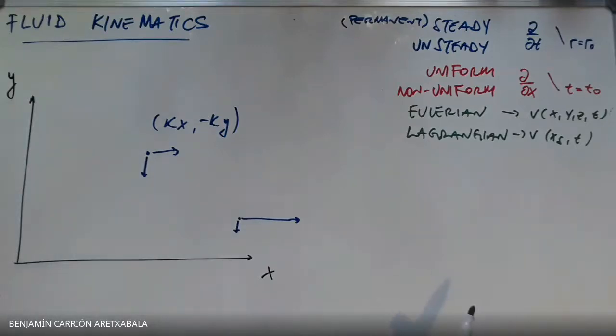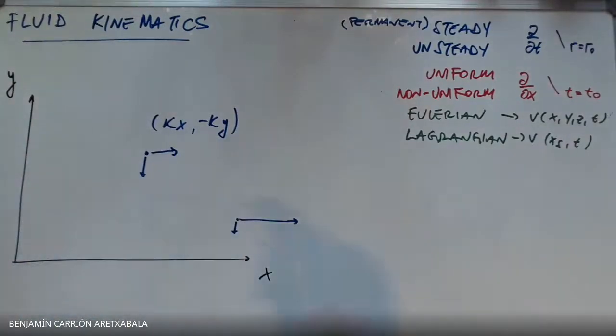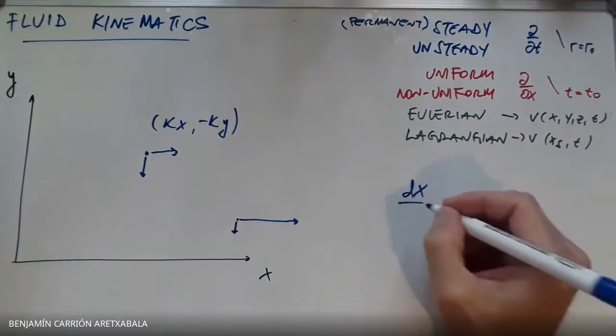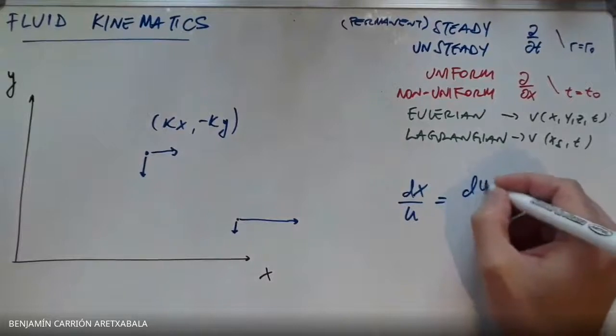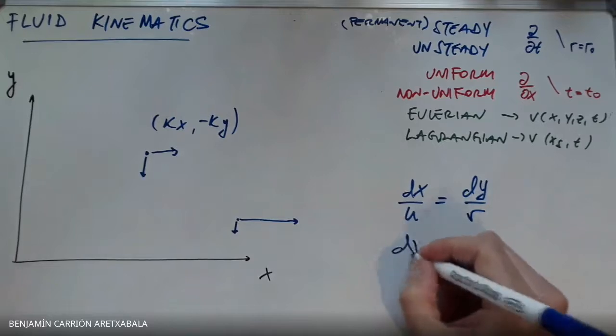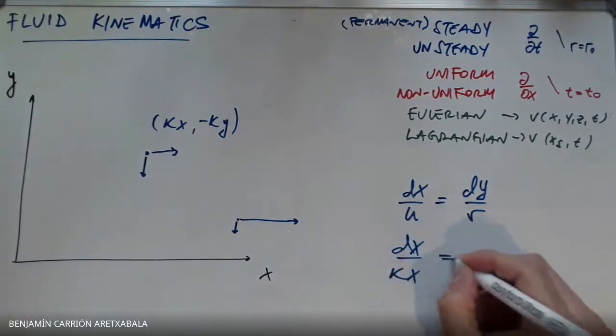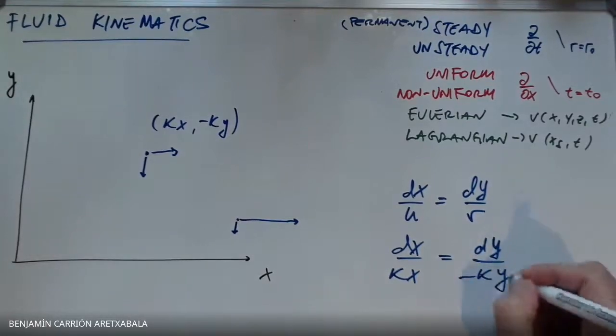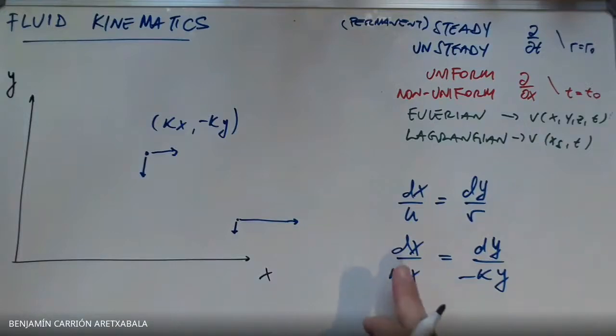Okay, here what we need to do is just use the equation in the previous slide, right? And let's say that dx over u has to be equal to dy over v. And we know these velocities, so dx over kx has to be equal to dy over minus ky. You can see actually we can remove k because it is at both sides. So let me just remove it.